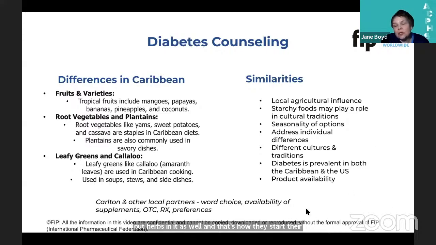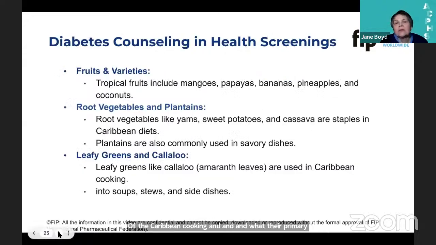We need to make sure that we take into consideration if they're adding a sweetener to it or how much outside sugar they're adding. So we talk about that, and that way, when we're going into counseling patients, when we're doing a screening, we have an idea of the Caribbean cooking and what their primary diet is.